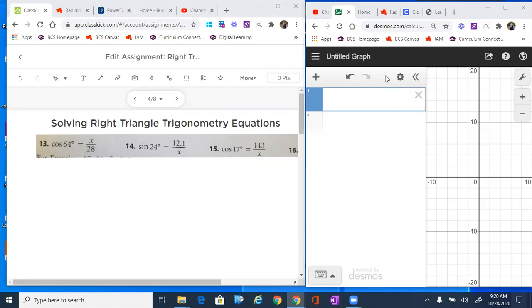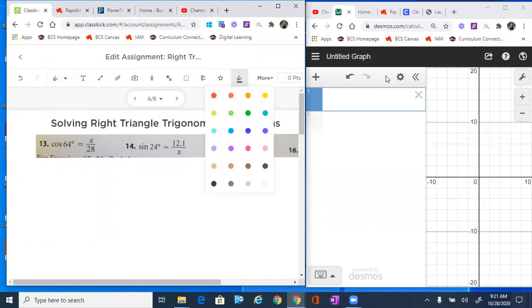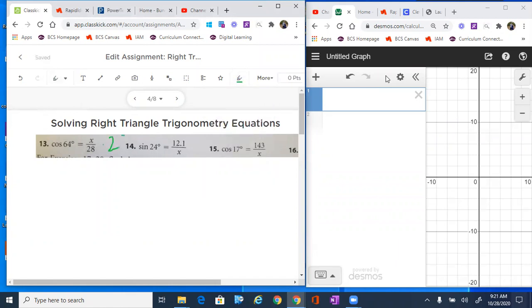What we're going to want to do in order to solve this problem is isolate that x value. In order to isolate that x value, we are going to multiply by 28 and get it out of the denominator. So I'm going to write 28 times cosine of 64 equals x over 28 times 28, and the 28 will cancel, and we are left with x.